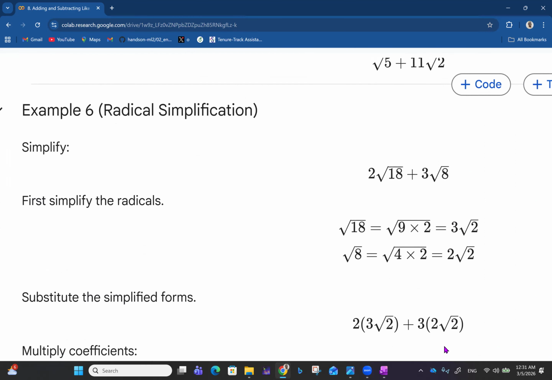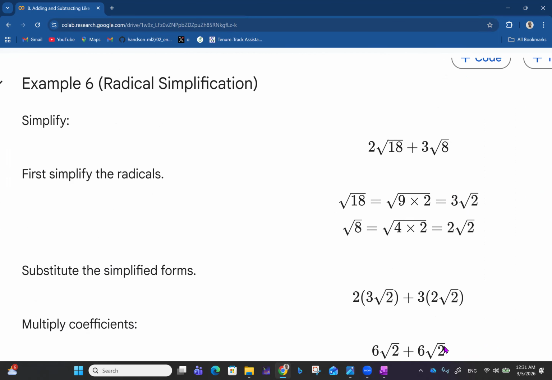Okay, so look at example 6 now. You have 2 root 18 plus 3 root 8. Clearly, 18 is not in the most basic form it can be in, because the number under the root should be one you cannot factor a square root out of. But 18 can be split into 9 times 2, just like 8 can be split into 4 times 2.